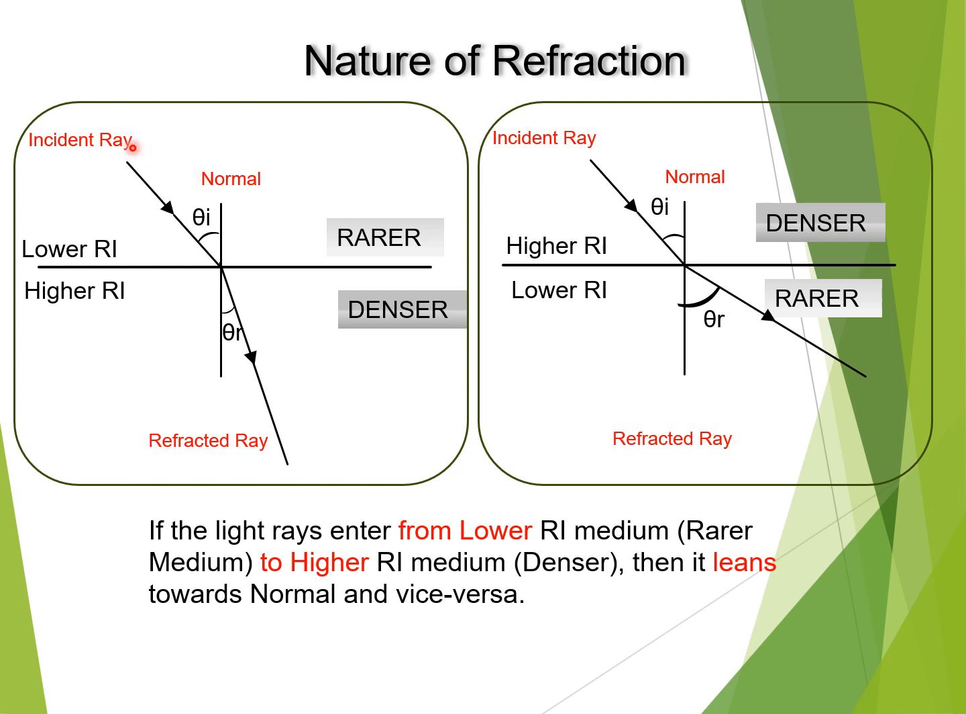Once again, when the light ray is entering from rarer to denser medium, it is bending towards the normal. When the light ray is entering from denser to rarer, it is moving away from the normal, and the normal is drawn from the point where there is a change in medium. So if the light ray enters from lower refractive index, that is the rarer medium, to higher refractive index, that is the denser medium, then it leans towards the normal, and vice versa, right?